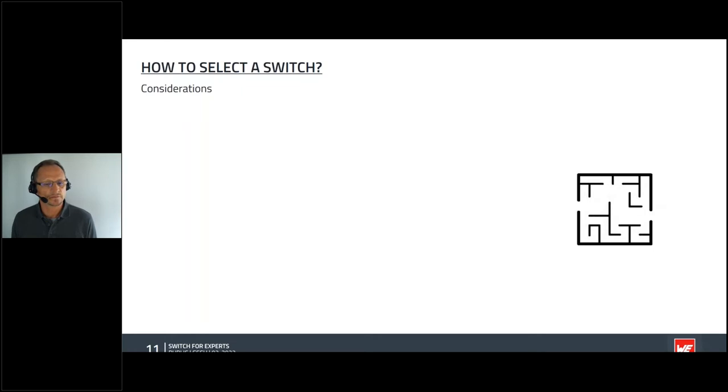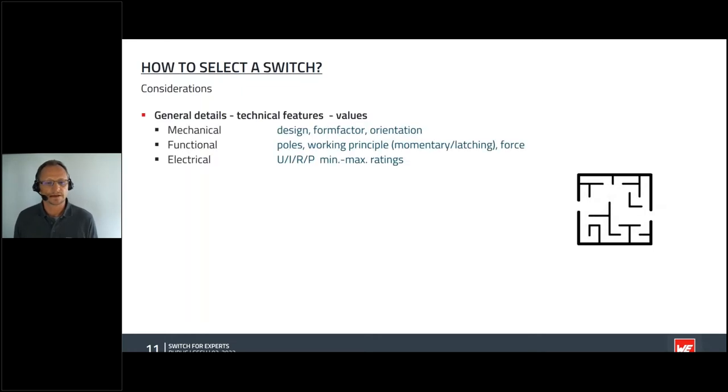Point one is more about the general points, like mechanical. How does it fit into your design? How is it going to be operated, from the side or from the top? Then functional, where of course the number of poles is important. Then whether it's momentary or latching, whether you turn, push, or rotate it, or if it's hidden inside as a tamper contact. Then, of course, the electrical requirements like voltage, current, all the mandatory things.